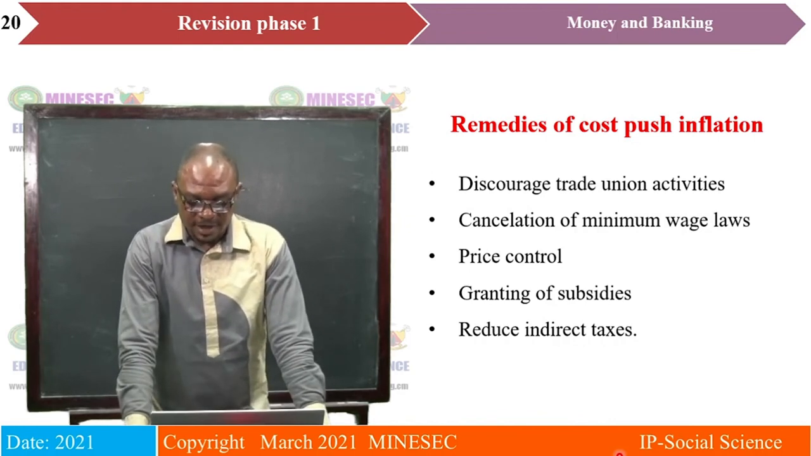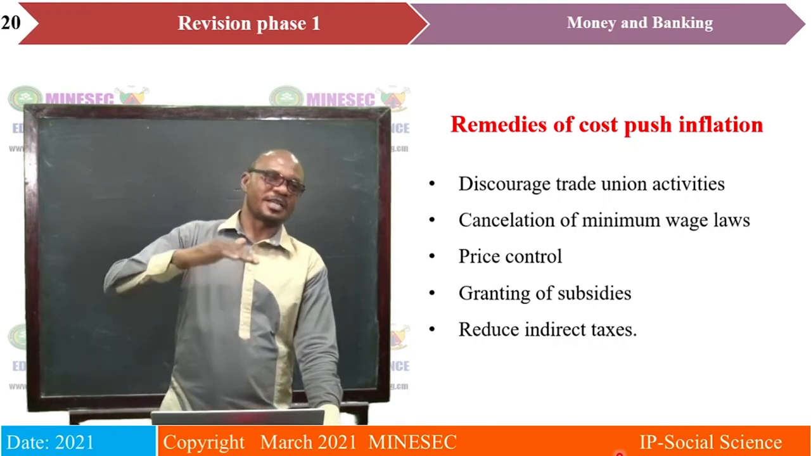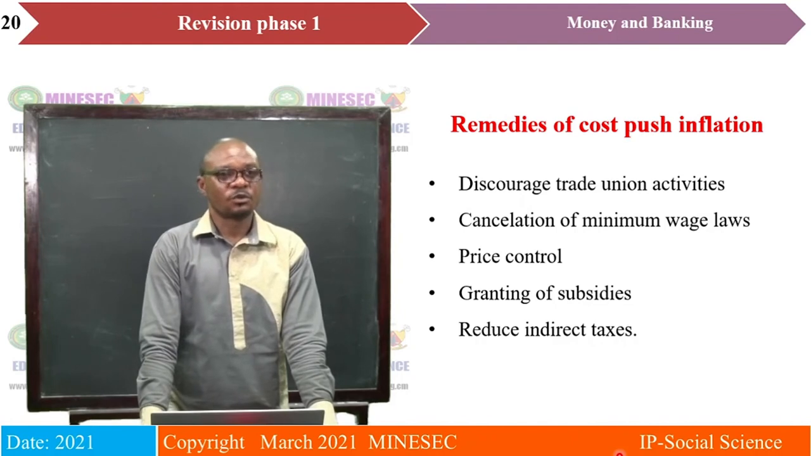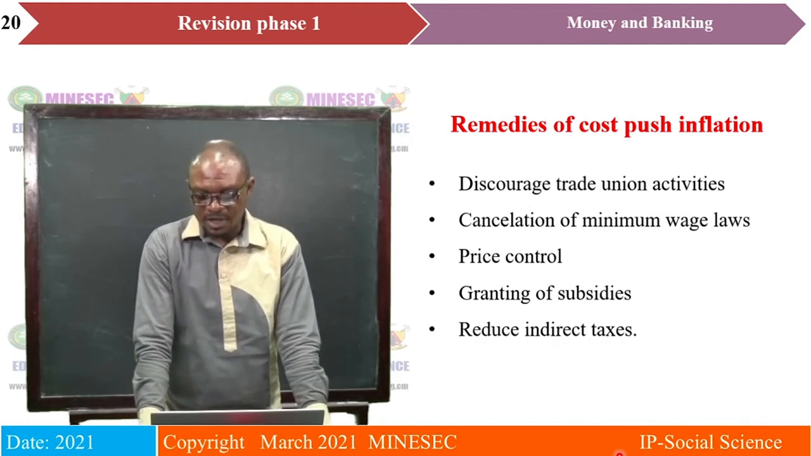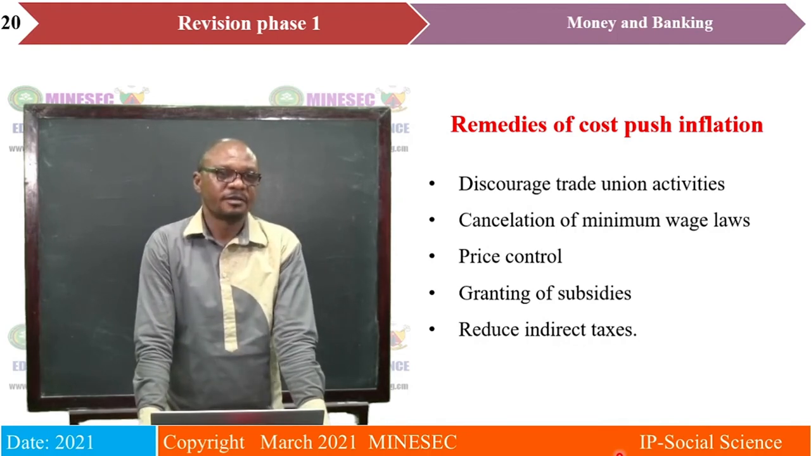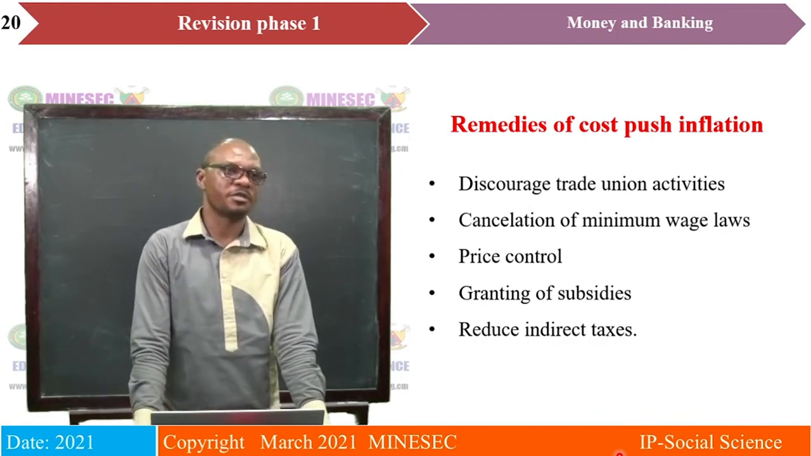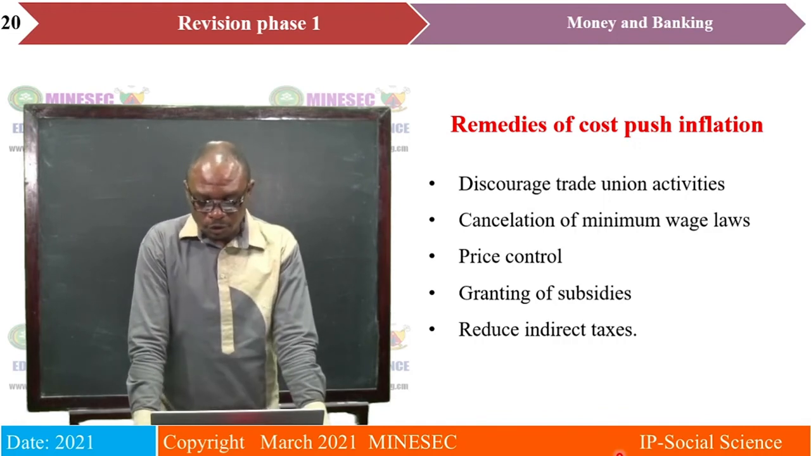And then if there is a minimum wage legislation, a minimum wage is usually set above the equilibrium wage rate, and that also makes cost of production to rise. So if the government can abolish or cancel the minimum wage law, then that may just make wage rates go down to their competitive level, causing cost push inflation to drop.